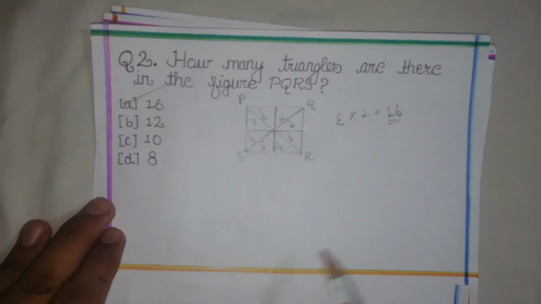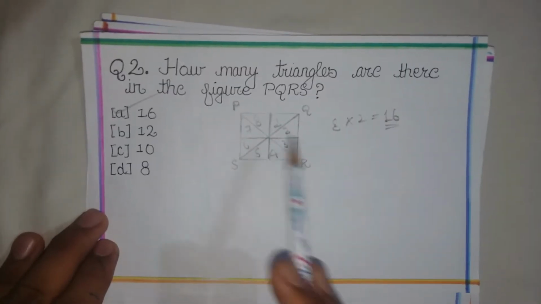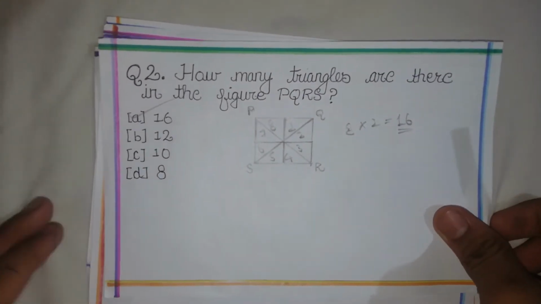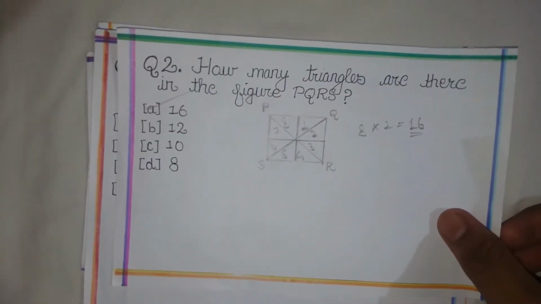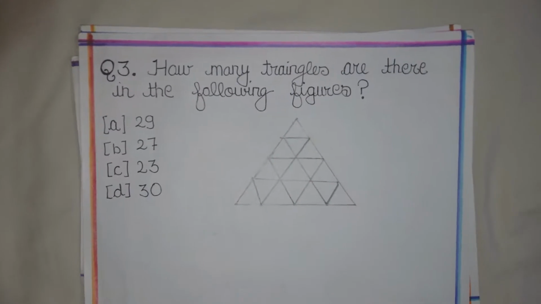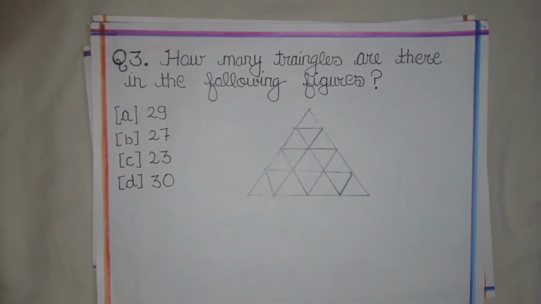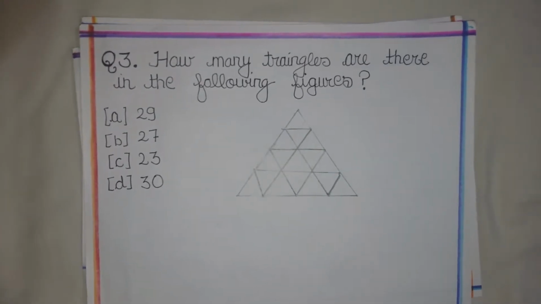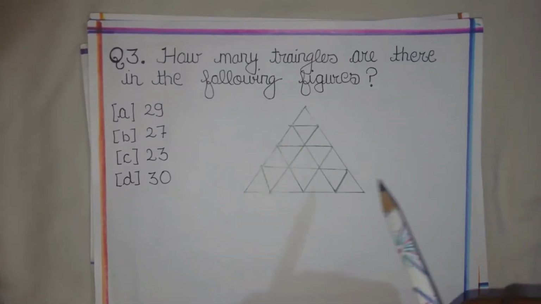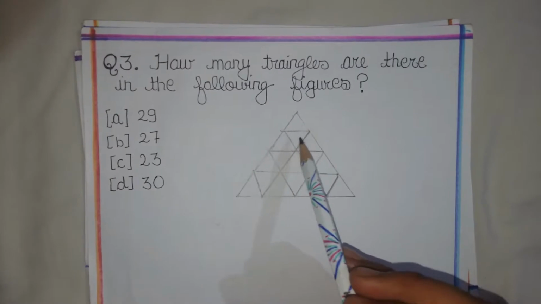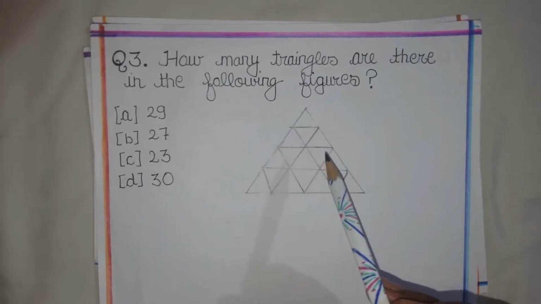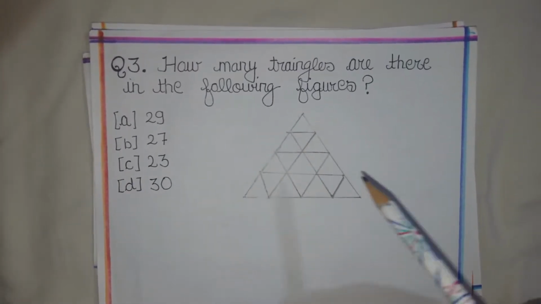But this method is only applicable for this type of figures. You can see it is going very smoothly and the trick is very easy. Now guys, here comes, we can say, the most difficult question of counting of figures. If you begin to count the number of triangles here, it will take a lot of time and the answer which comes may be wrong.